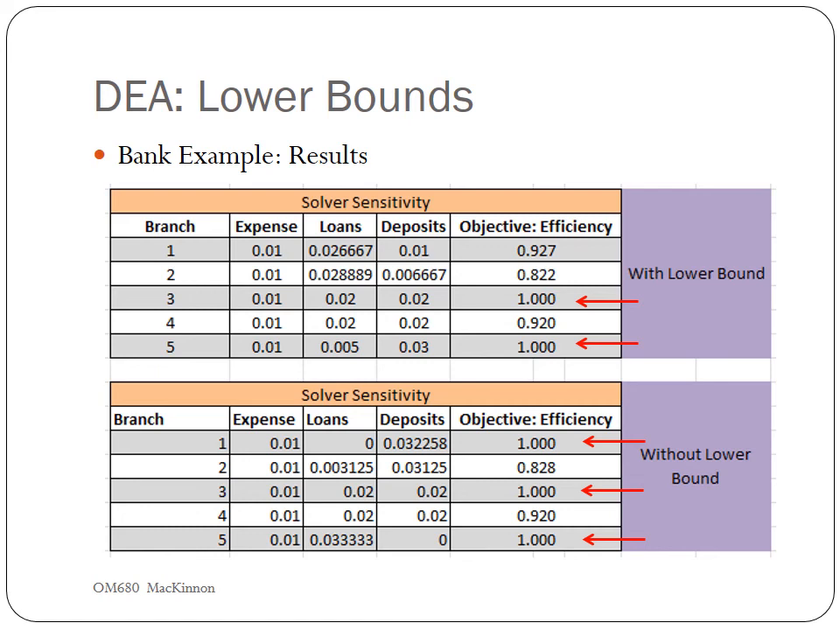Without the lower bound, which was our original at the bottom there, we have three efficient branches, and two of the efficient branches simply ignore an input or output. Branch 1 ignores loans, branch 5 ignores deposits.